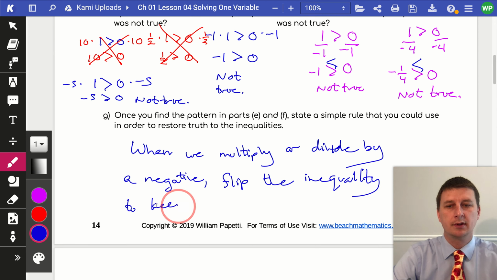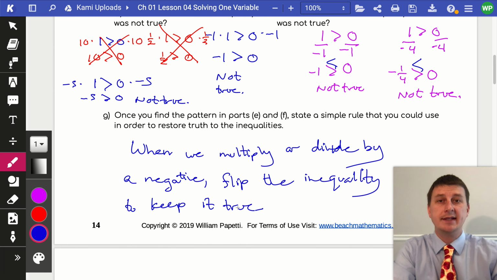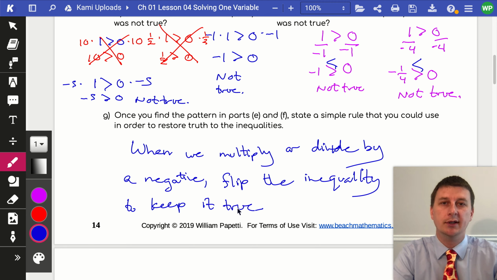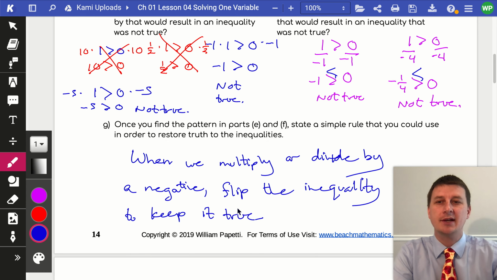Flip the inequality to keep it true. So that's going to be something that we need to remember for the rest of our study of Algebra 1 and beyond, that when we multiply or divide by a negative number, we flip the inequality. Whether it's a less than, a greater than, a less than or equal to, a greater than or equal to, we flip it when we multiply or divide by a negative number. Got it? Good.